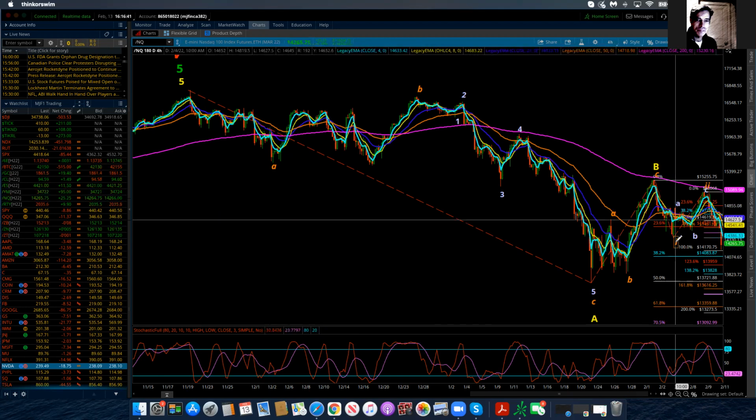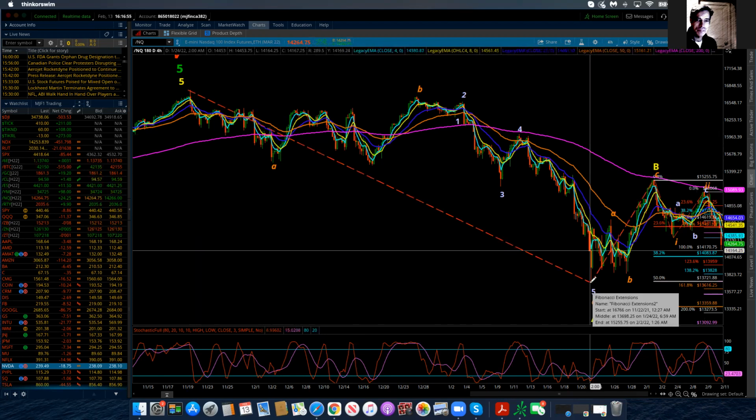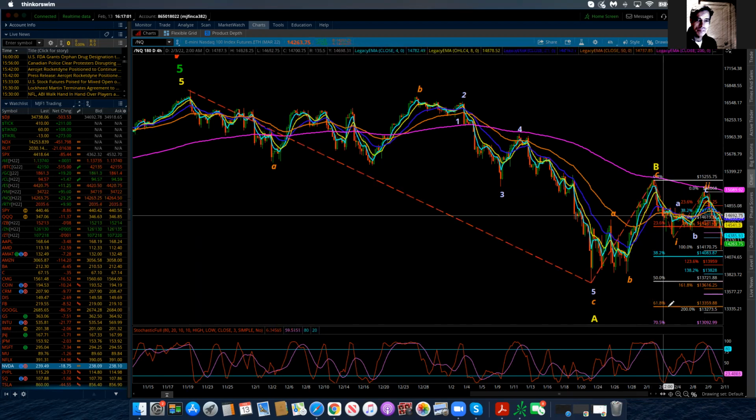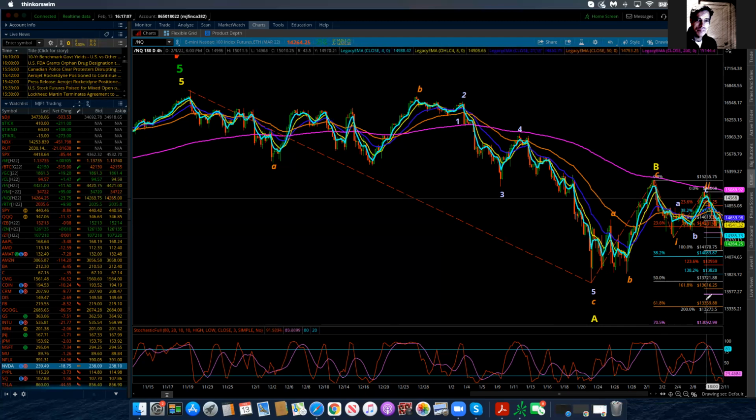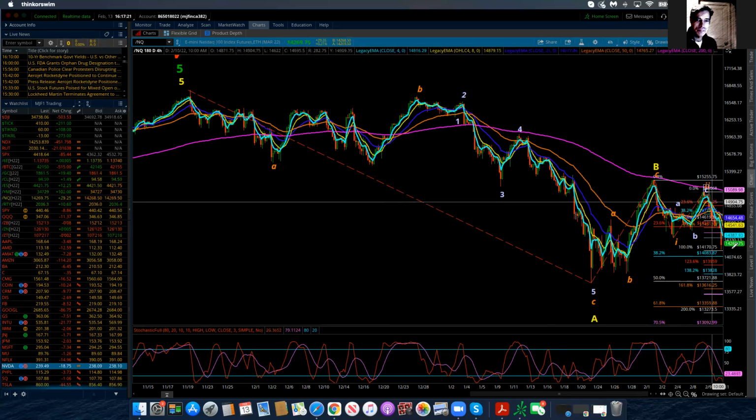That C wave will consist of 5 waves of minor degree. And when we put it into perspective, the C wave should, number one, possibly be equal in length to this A wave. At a minimum, it should come in at 62% of that A wave, and that's 13,360. That would be the minimum that I'd be looking for within this C wave.